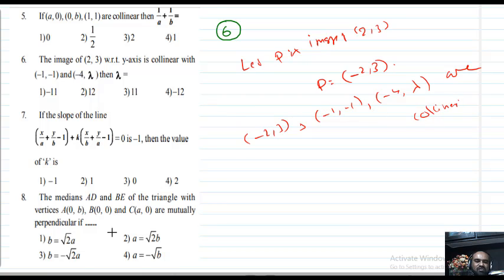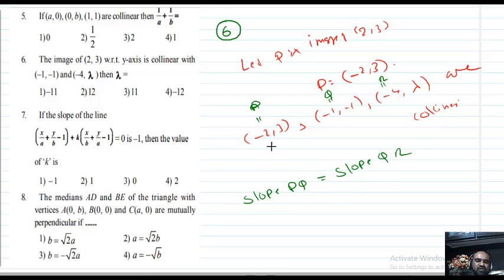For example, this point is taken as P, this point is taken as Q, this point is taken as R. P, Q, R are collinear. What is the meaning of that? Slope of PQ equals slope of QR.